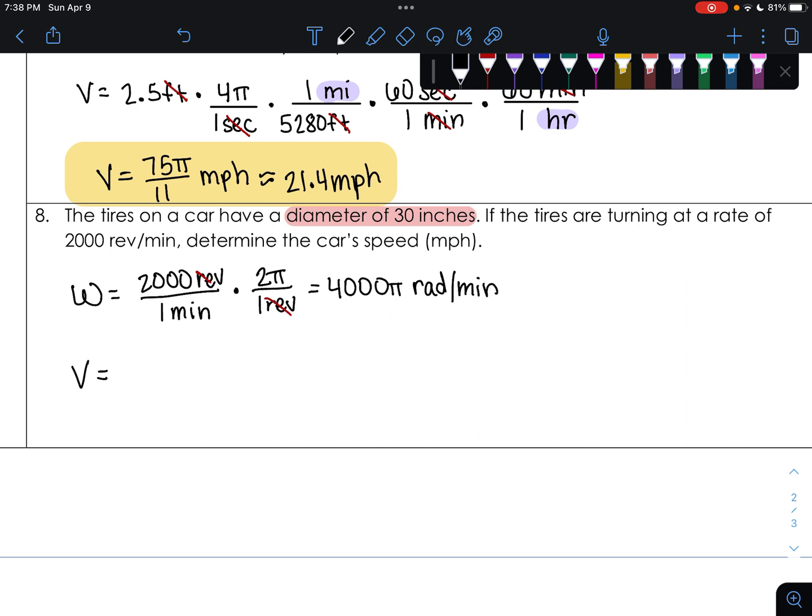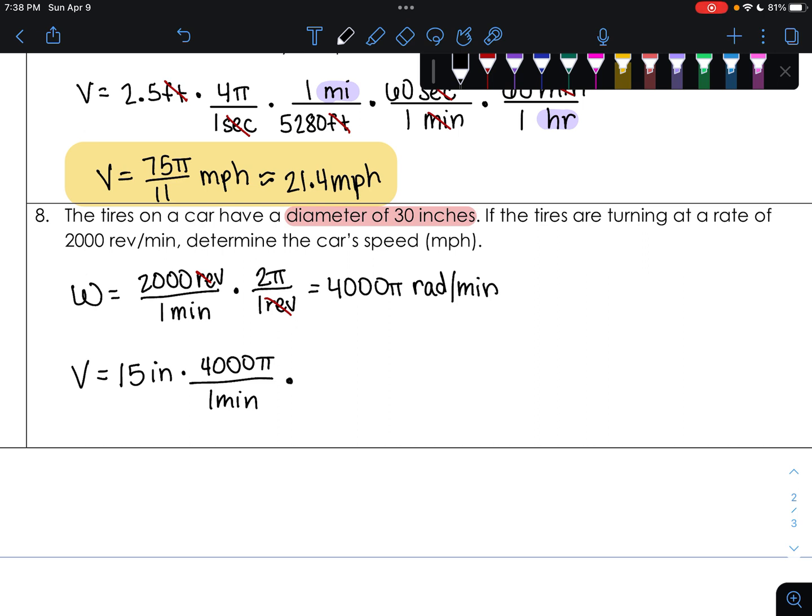So that would be my radius times my angular velocity. I was given a diameter of 30 inches. Half of that is my radius. So that would be 15 inches times the 2 pi over 1 minute. That's not 2 pi over 1 minute, I'm sorry, 4,000 pi over 1 minute. And again, this is where we decide what we want to cancel out. I need to convert the inches to miles and the minutes to hours.